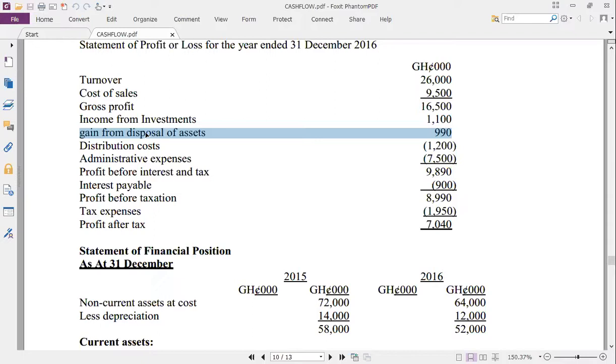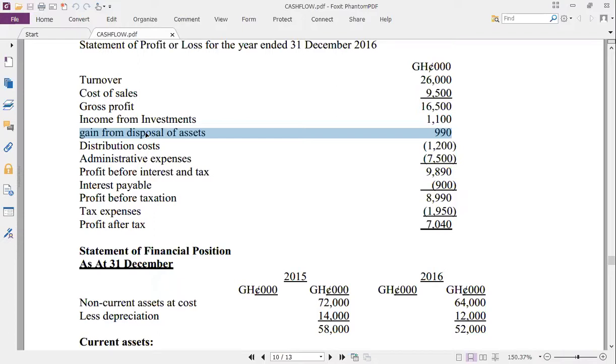So let's go to the profit and loss for Adom Limited. Okay, good. So 990. This is coming from where?